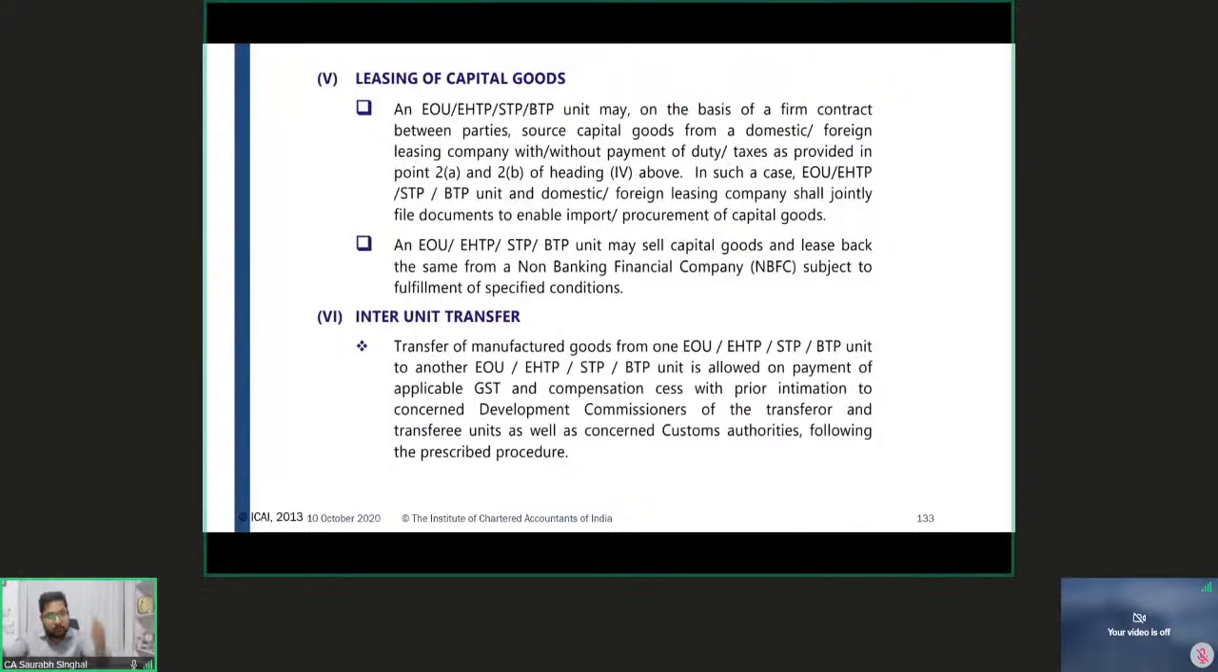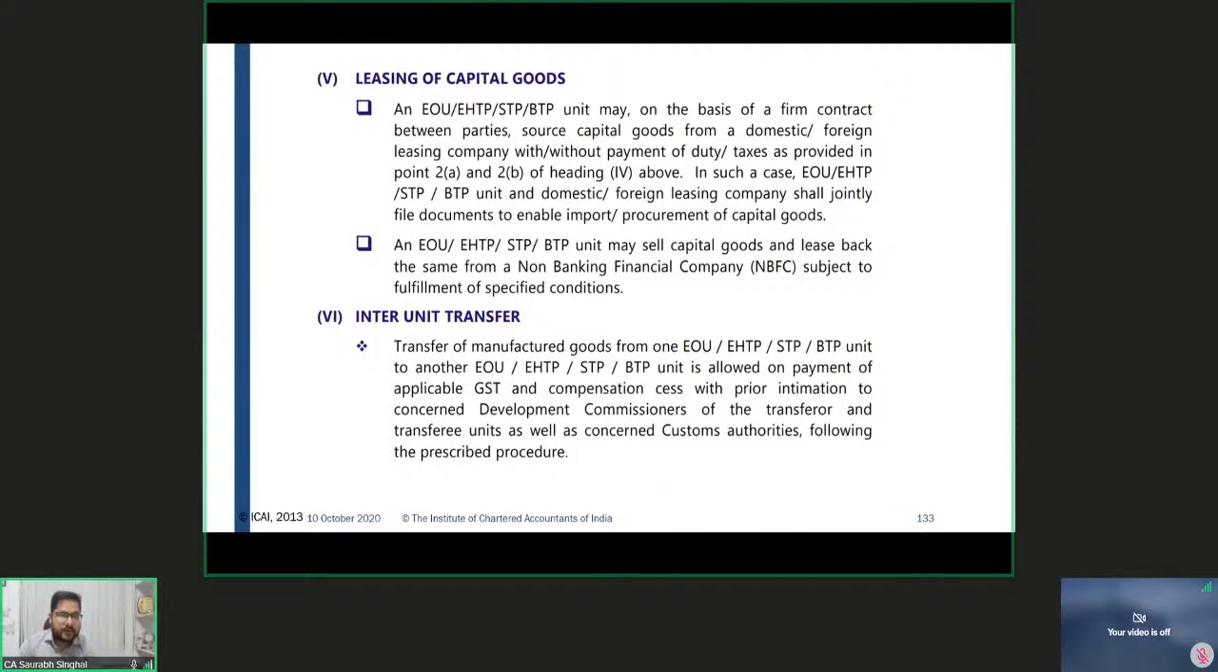It is not that they can import capital goods and inputs without duty and sell them off freely. The condition is that when you import, the basic concept is that these units are allowed import and indigenous procurement without payment of taxes or refund of taxes on the condition that they will export. But it is not that they can just export. They can also supply goods or services within DTA. But that is up to a certain limit. Those limits are mentioned here. I'm not referring to the numbers.